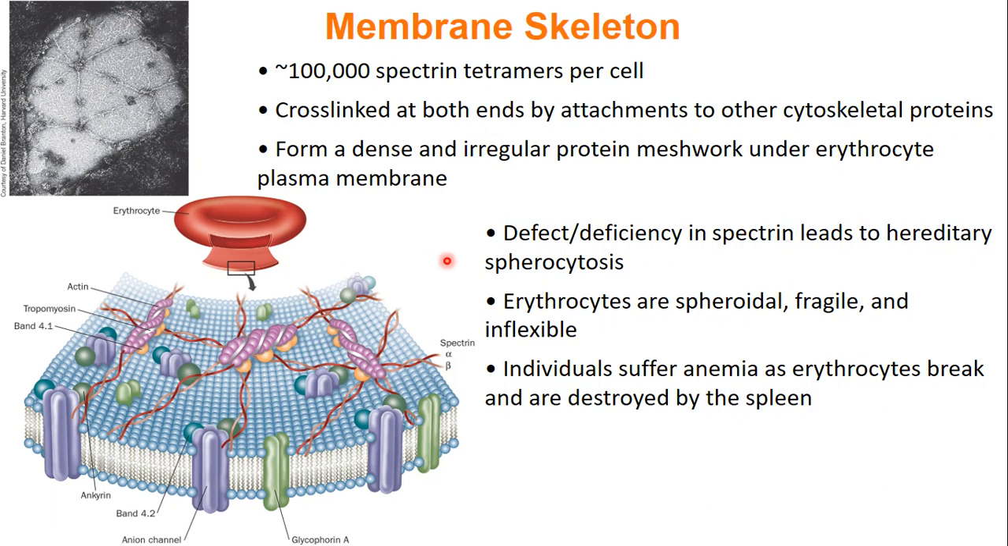If you are deficient or your Spectrin doesn't quite work, you have hereditary spherocytosis. That's because your erythrocytes, instead of being this concave shape, are now perfect spheres. That makes them fragile and inflexible. You'll often have anemia because your erythrocytes will break. They'll be destroyed by the spleen. Your hemoglobin can't get to where it needs to go. Therefore, you cannot get oxygen to your tissues.